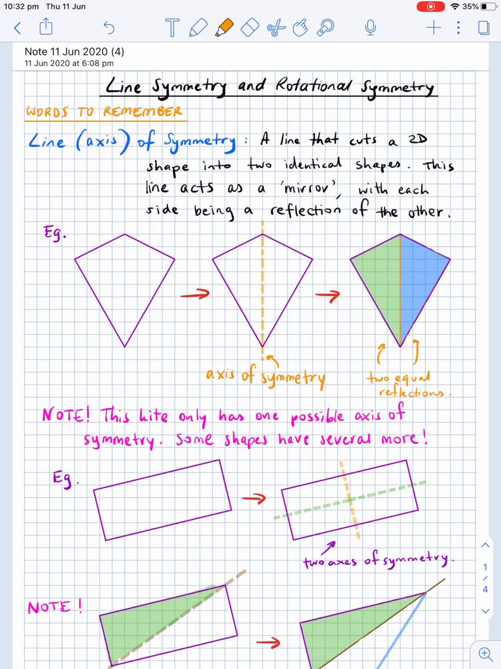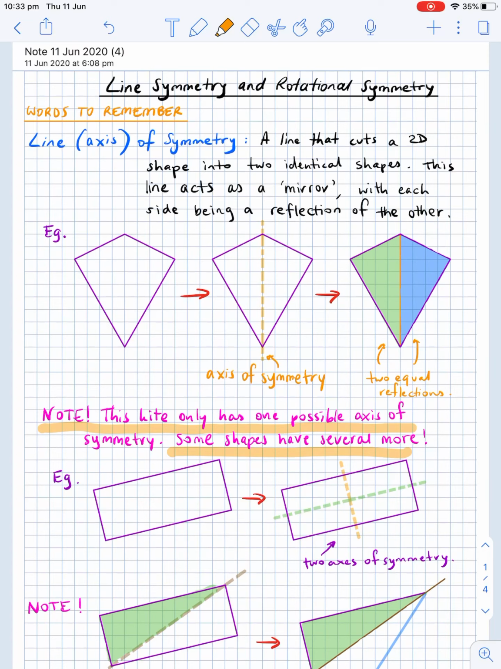So the idea is, when you're dealing with a 2D shape, you've got to think, is there any sort of line which can cut this shape perfectly into two halves? And each of these halves needs to be a mirror image of the other using this line of symmetry. So we've got this line of symmetry here because it splits it into two perfect halves, and these halves are like a mirror image over this line. So this is definitely an axis of symmetry for this kite.